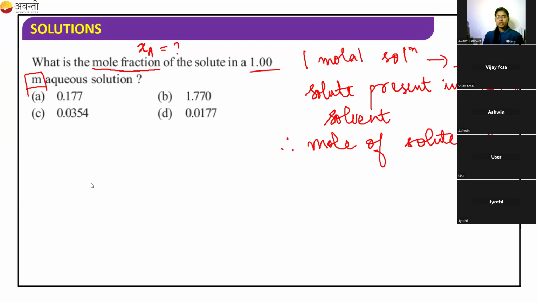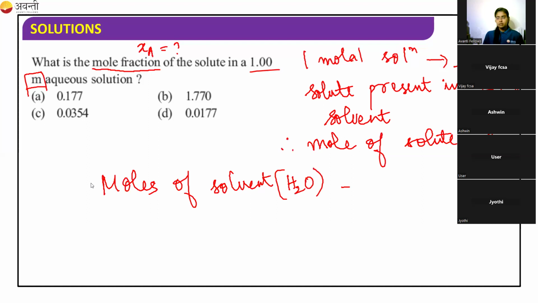Okay. So now how do we find the moles of solvent? Who could be the solvent here? The solvent is water. So the number of moles can be calculated using the given mass divided by the molar mass formula.